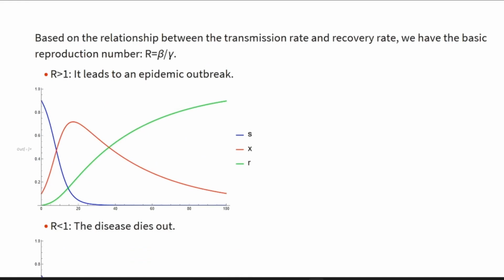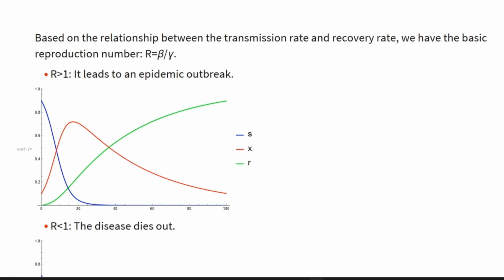Based on the relationship between the transmission rate and the recovery rate, an important parameter in epidemiology arises, the basic reproduction number, denoted as R0, and it's defined as beta over gamma. This parameter holds a critical role in understanding the dynamics of disease spread within a population.